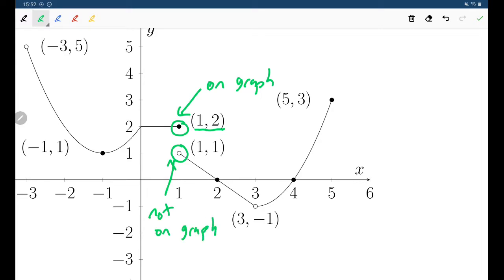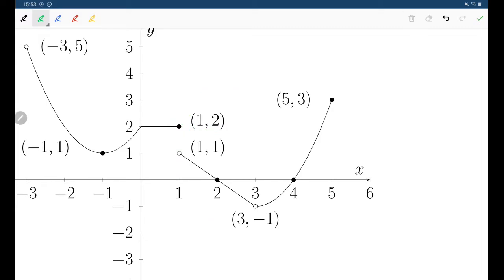So that means that if you're thinking about what happens when x is equal to 1, although you might at first glance think that there are 2 different y values, when x is 1, there's only one y value, and it would be the y value of 2. The point 1, 1 is not a point on the graph, so when x is 1, y is certainly not 1.